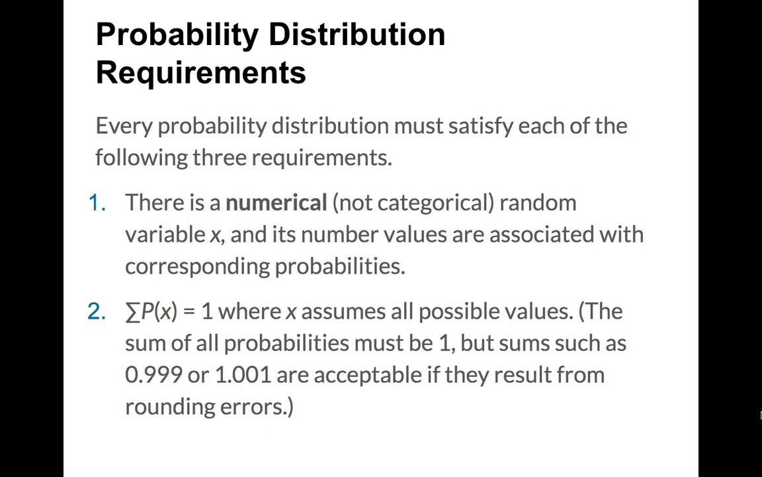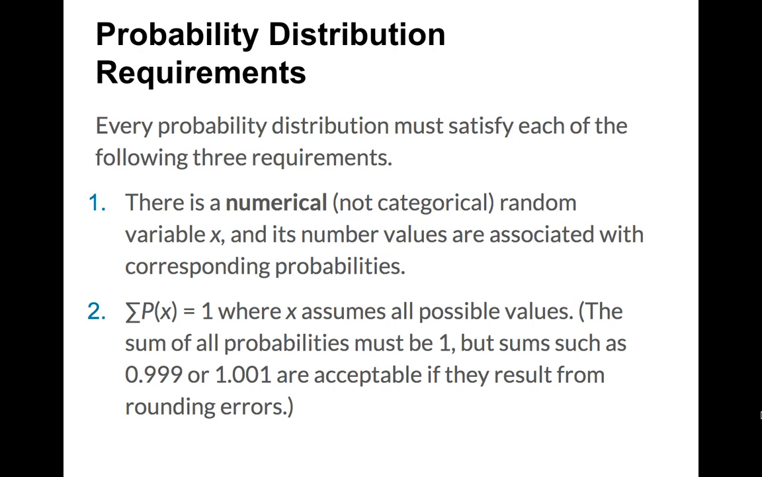So there are conditions for something to be a probability distribution. You can't just have a table out there and say, boom, probability distribution. There are 3 different conditions. The first is that there is a numerical random variable and its number values are associated with corresponding probabilities. Thinking coin tosses, if I flip a coin twice and record the number of heads, that is a numerical random variable, and each number value, getting no heads, 1 head, or 2 heads, is associated with some corresponding probability.